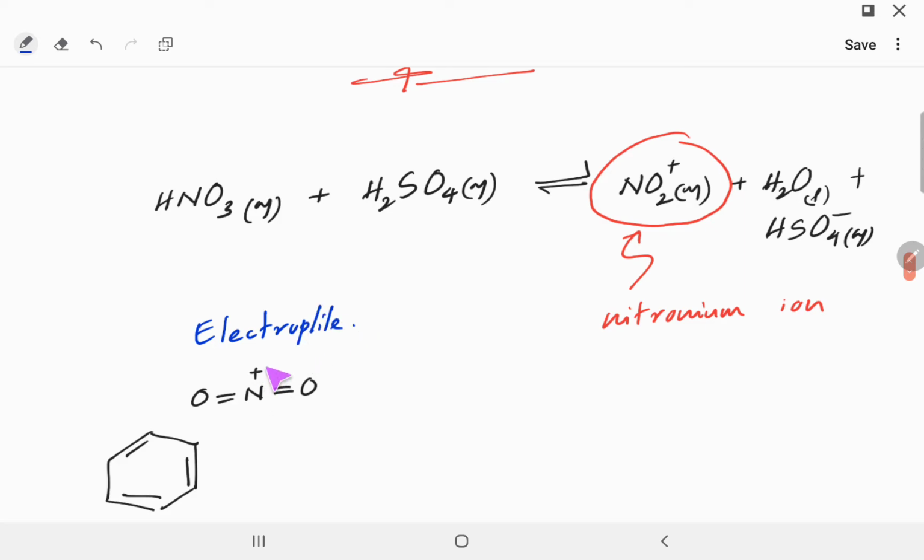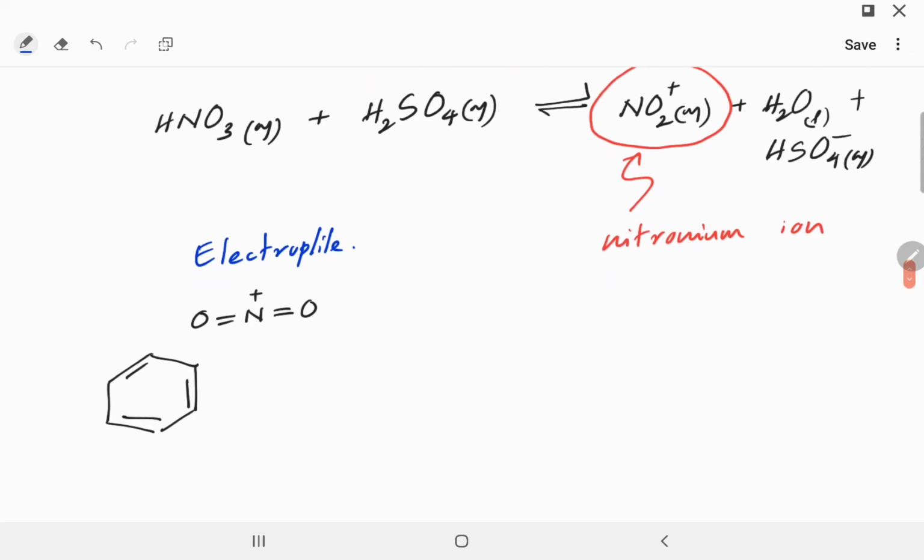Why? Because on the nitrogen atom you have a positive charge. So if you are electron deficient like nitrogen, you like electrons. Okay, so nitrogen is electron deficient, so therefore it likes electrons. That is why it is known as electrophilic. Okay, so here is our benzene. So let's see how this reaction is going to happen.